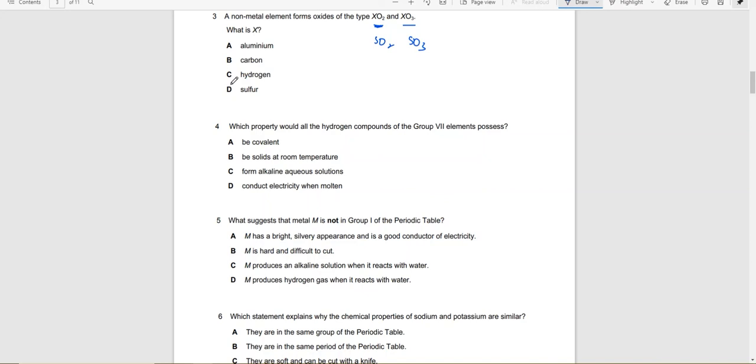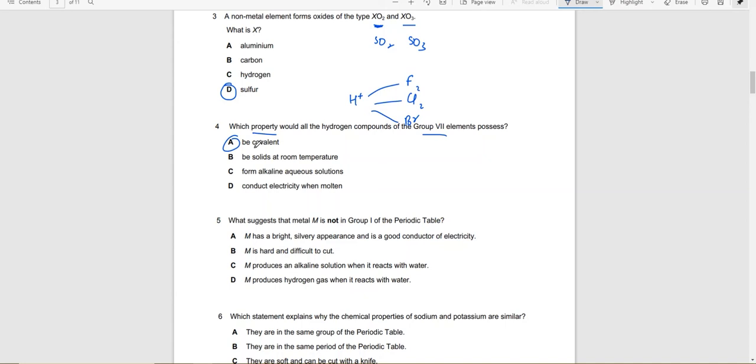Which property would all the hydrogen compounds of group 7 elements possess? When you attach hydrogen with group 7 elements, which is fluorine, chlorine, bromine, which property would all of them have? They will all be covalent, because hydrogen is a non-metal and all the group 7 elements are non-metals, and non-metals combine to form covalent compounds.